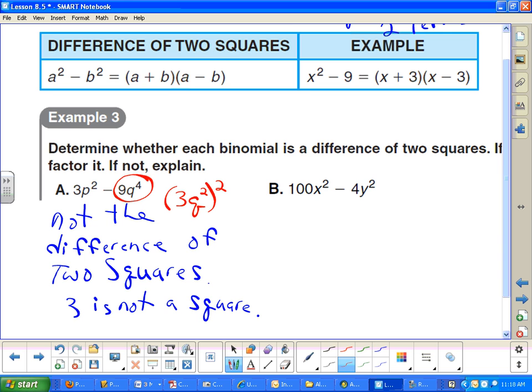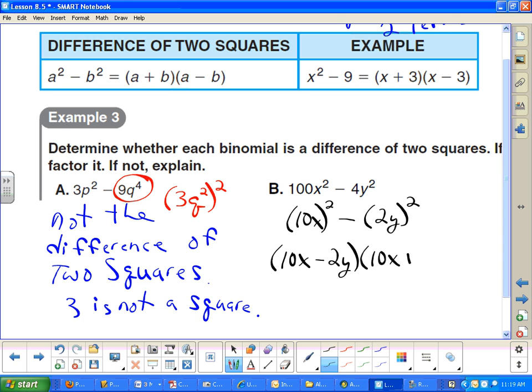Okay. How about letter B? Is that the difference of two squares? Okay. So what's being squared there, Kylie? Okay. 10 and 2. Okay. 10x and 2y. All right. So we've got 10x is squared here, and 2y is squared there. So those are my values of a and b. So we have 10x minus 2y and 10x plus 2y.